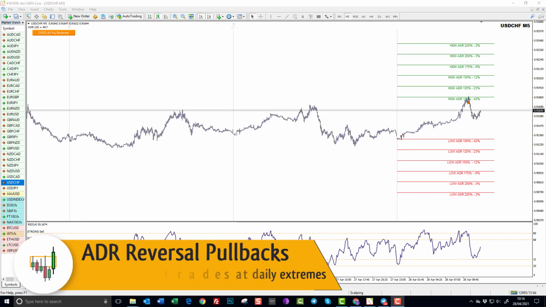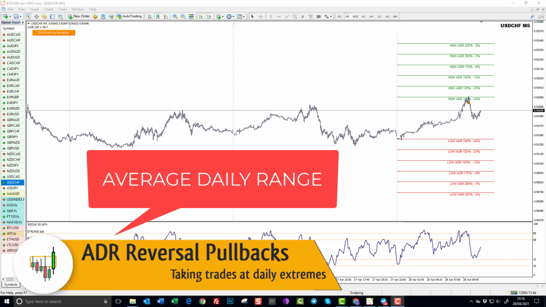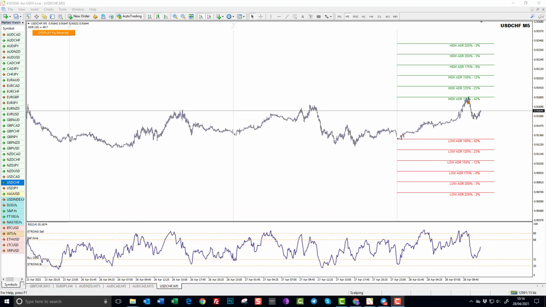The ADR reversal pullback strategy is a very, very simple strategy. And it basically preys on the fact that price will only move a certain distance the majority of the time in any given day. So this works with all currency pairs, indices, metals. It also works in crypto, although crypto can obviously be a lot more volatile. But basically price will have an average daily range. And the normal average daily range used by most people is somewhere around the ADR 10 or the ADR 14. And basically what it's doing is it's giving us a measurement of the average daily range of that particular instrument over the last 10 days.